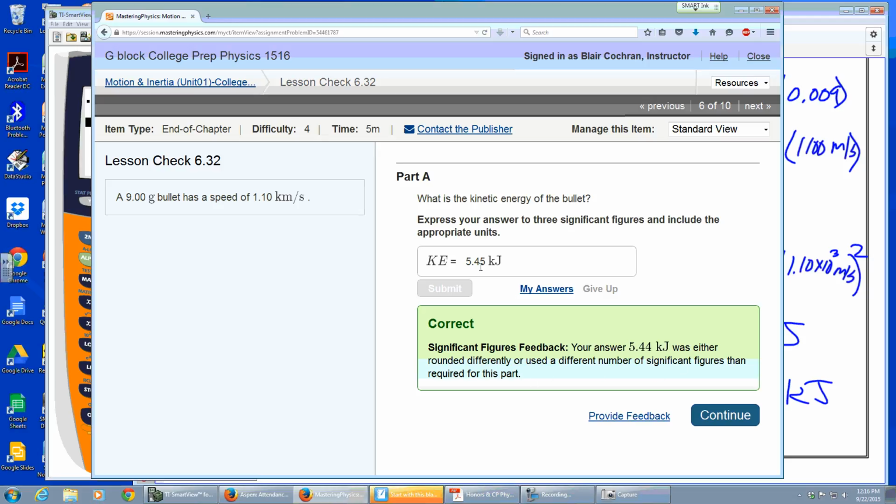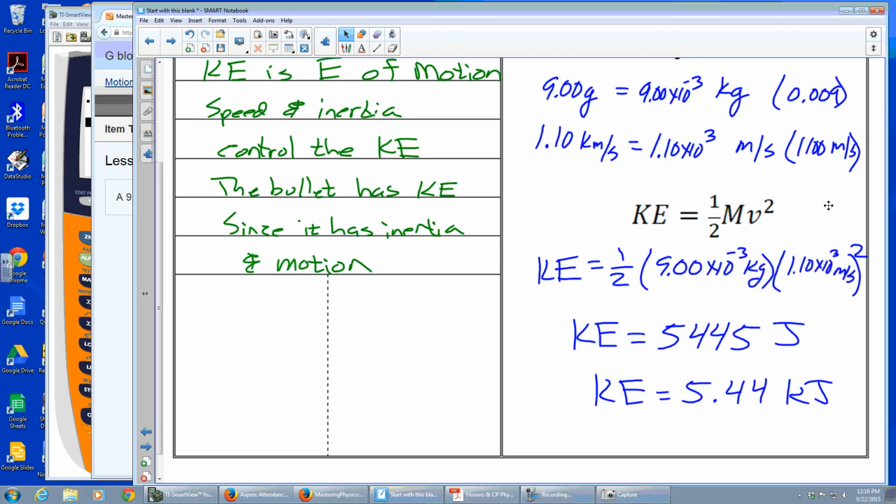They actually wanted 5.45. So that's a good thing to know. The site uses mathematical rounding rather than scientific rounding. Good to know. Excellent. All right.